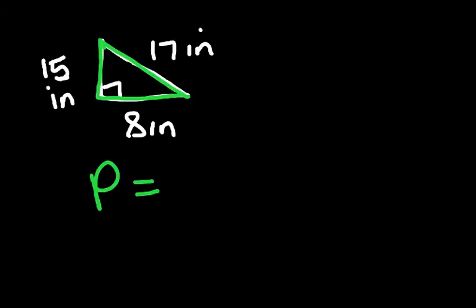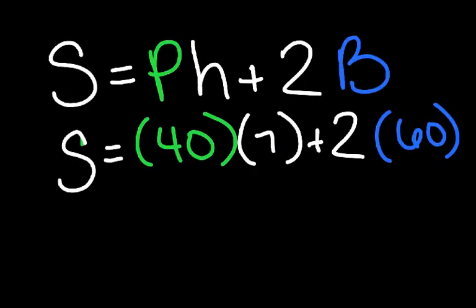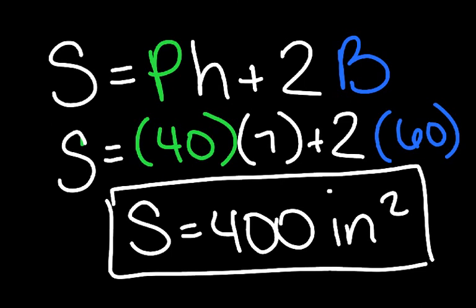Perimeter is a little bit easier. You just add up all the sides. 15 plus 17 plus 8 should give you 40 inches. Once you have that, you have everything you need. Write down your formula, replace the variables with numbers, put it in the calculator, and you are done. And that should give you 400 inches squared.